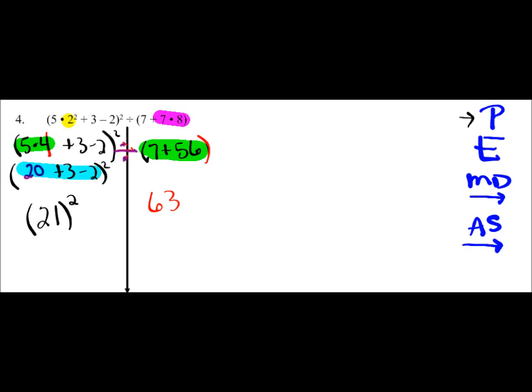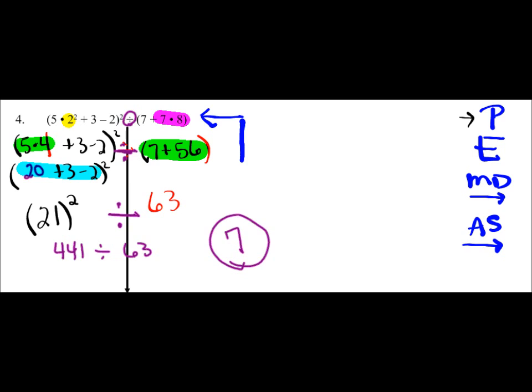And let's not forget that we had a big division sign in between these two things, these two parentheses up here. We can't forget to bring that division sign down. We can't forget to write it here either. 21 squared is 441 divided by 63. 441 divided by 63 comes out to be the number 7. And so when we get done, this original expression that we had, this big original thing up here, is really nothing more than the number 7 in disguise.